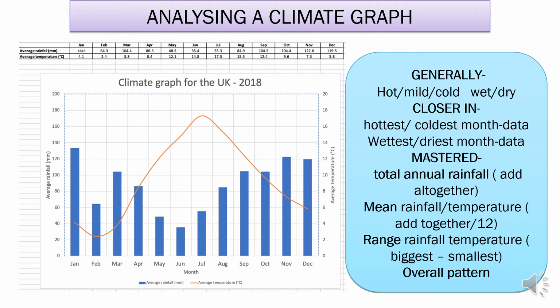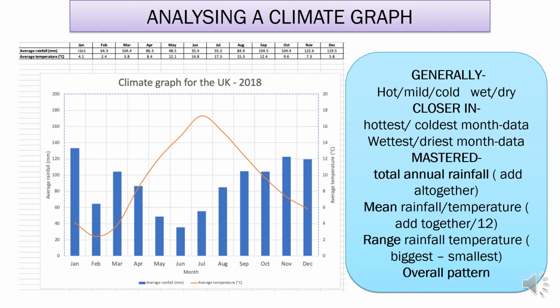So generally means what's generally the climate of this location. So you're going to choose whether it's hot, mild or cold. So you need to look at the temperature. This is between 3 and 17 degrees, I believe. Yep, so that means that it's a mild climate. It doesn't go into the minuses, it doesn't reach above 20. So you'd say it's a mild climate.